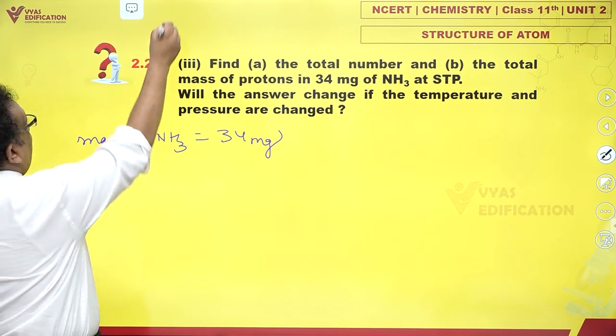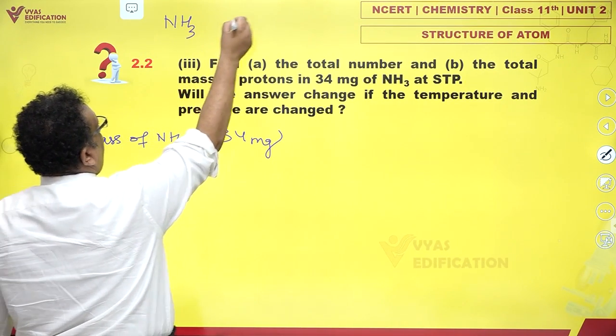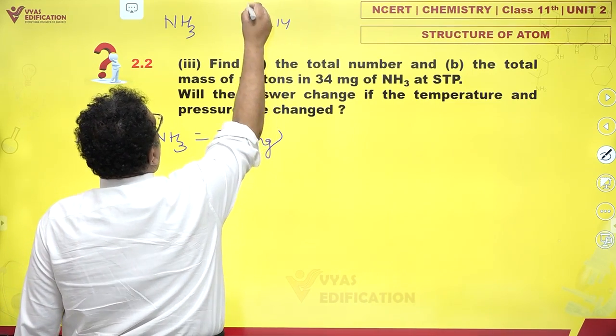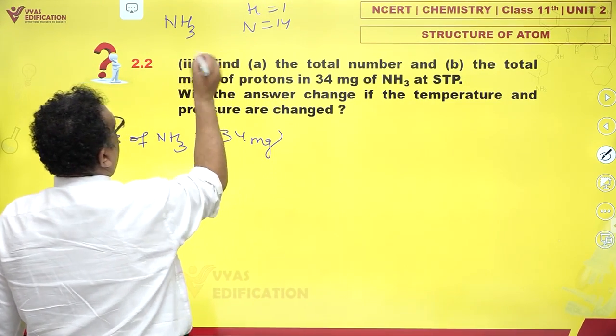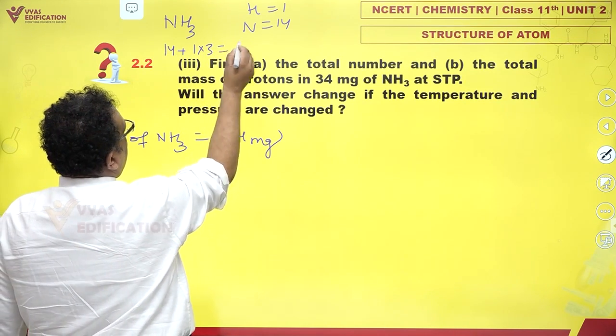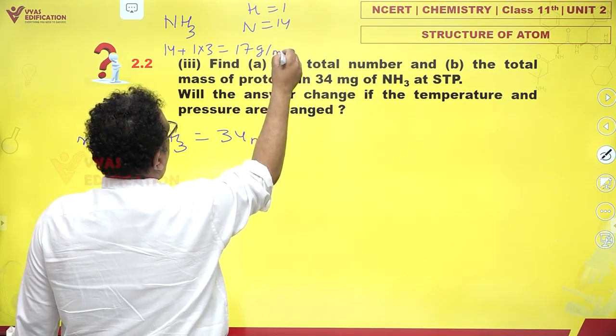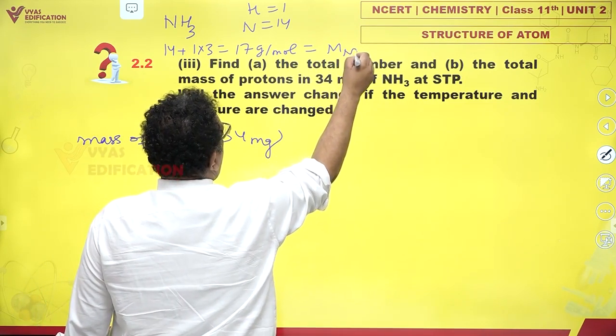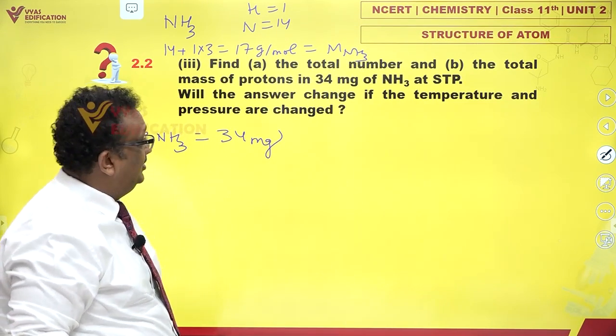Now, NH3. Nitrogen is 14, hydrogen is 1. So, ammonia's molar mass would be 14 plus 1 into 3. That is 17 grams per mole. This is the molar mass of ammonia.